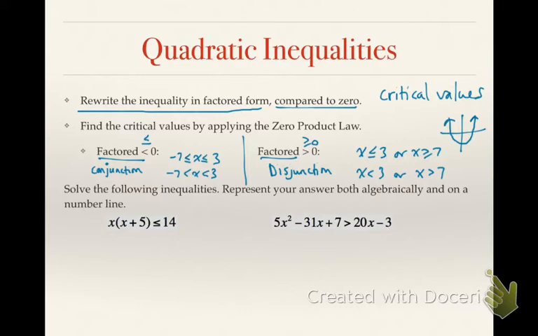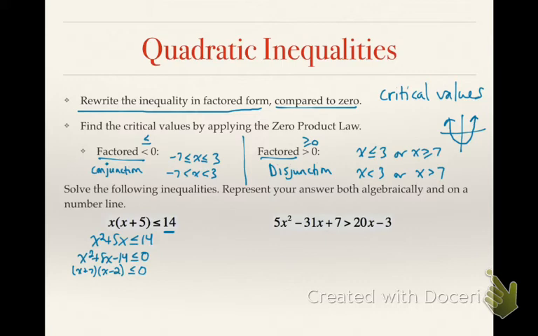Now for the first example, you might think, okay, well it's already factored: x plus 5, those are factored forms. However, it's not compared to 0. So I'm going to actually multiply that out to get x squared plus 5x, and I'm going to keep less than or equal to 14. But I want to make it equal to 0 on one side. So I'm going to subtract the 14 from both sides to give me this inequality. Now let's factor it. Two numbers that multiply to negative 14 and add to positive 5: well, positive 7 and negative 2 do that.